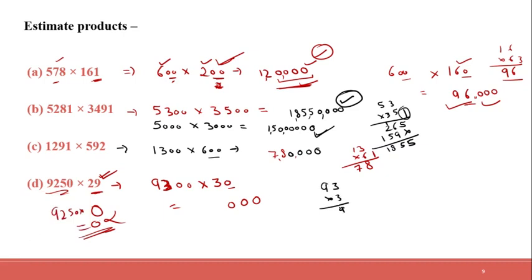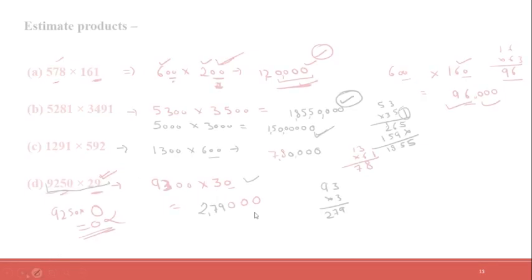3 into 3, 9. 9 into 3, 27. So it will become 2,79,000. It is the rough estimation of this multiplication. Okay. I hope you got this.